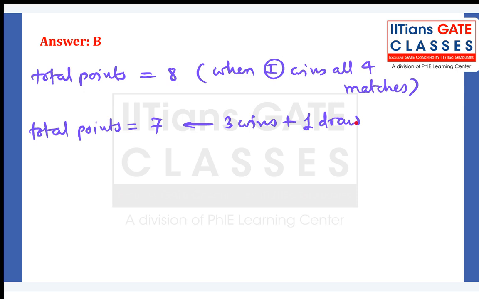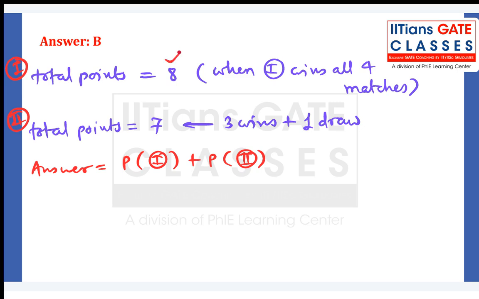So India needs to win 3 matches and have 1 draw. Then only you'll get a total of 7 points. So basically, you are supposed to find the probabilities of these 2 events. Let's call them event 1 and event 2. Your final answer is the probability of event 1 plus the probability of event 2. So let's calculate the probability of event 1, India winning all matches.